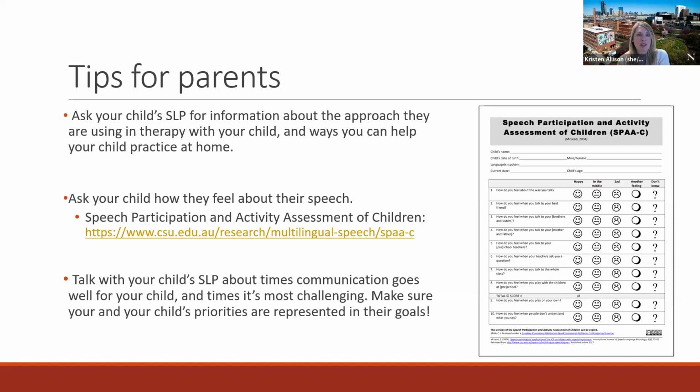language therapy. So one thing is to ask your child's SLP for information about the approach they're using in therapy with your child and ways you can help your child practice at home. Many SLPs are probably already talking to parents about that and providing home practice opportunities. But if you're not sure if the child's therapist is using a phonological approach or a motor-based approach with your child, it's worth having a conversation with them about what approach they're choosing and why, and how that's helping address your child's needs in the best way. It's also important to ask your child how they feel about their speech.